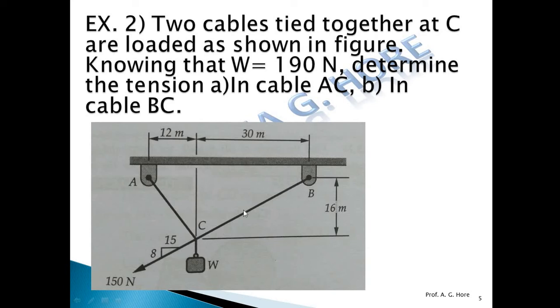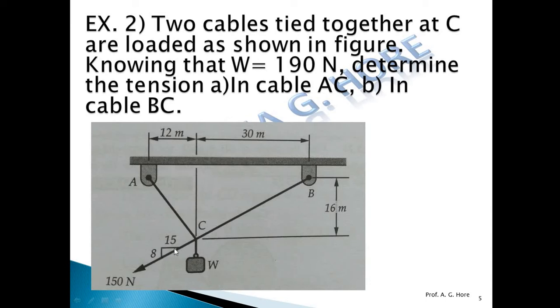Similarly for this cable CB, to find that horizontal angle, if we drop a vertical line from this point onto this horizontal line, this is a right angle triangle, and in this triangle this side is 16, the opposite side, and the adjacent side is given as 30 meter. So if we want to find this angle, again apply tan of 16 divided by 30 and take its tan inverse, and you will get this angle of CB, the tension or force CB with horizontal. And here 150 Newton.